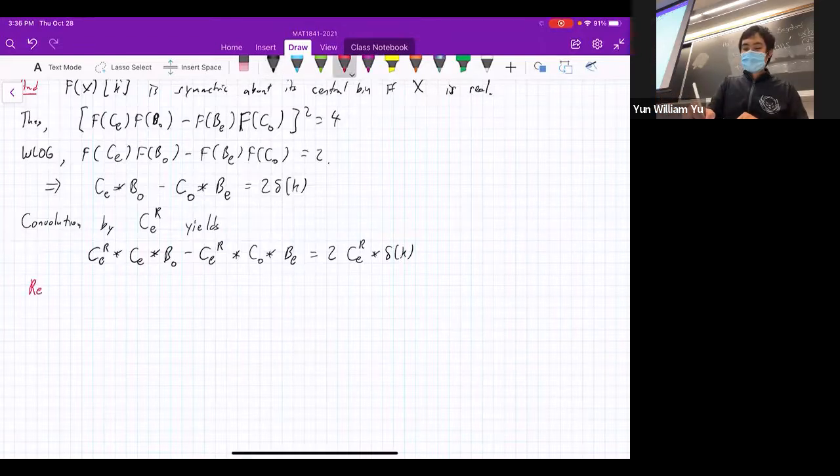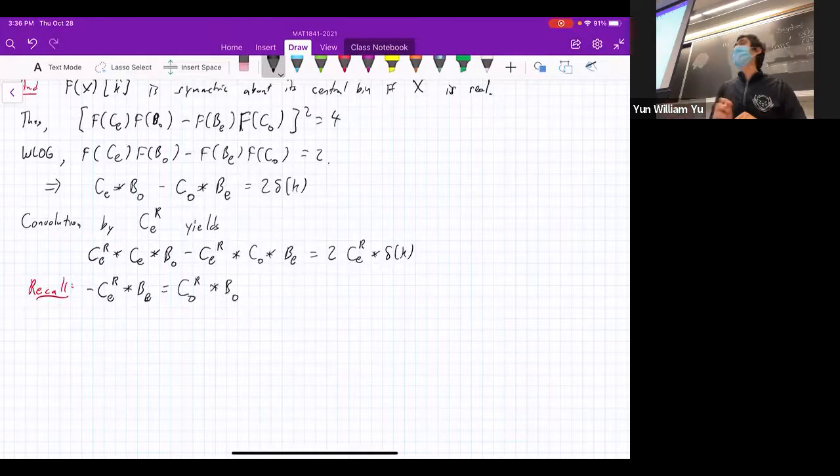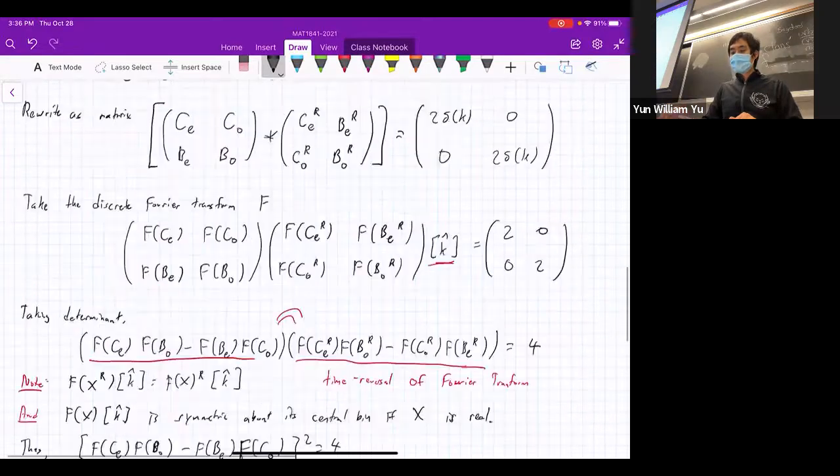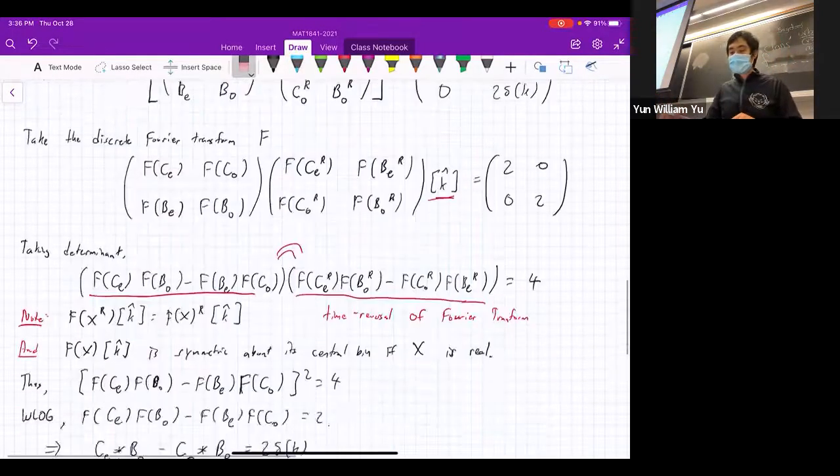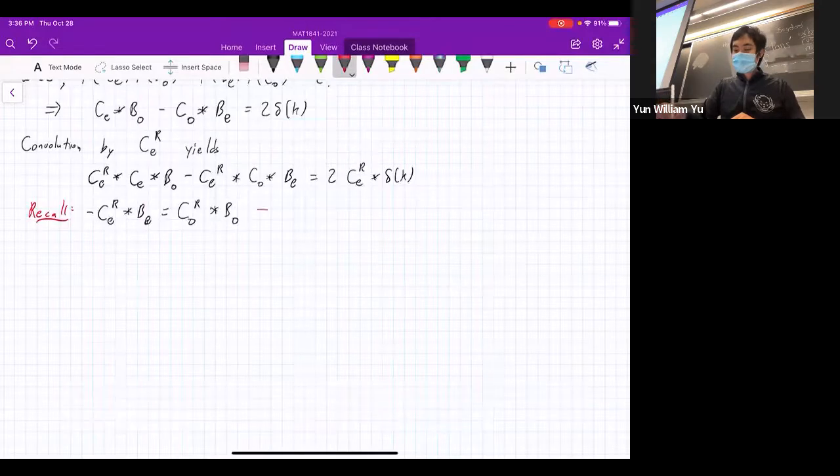So now recall that CE reversed convolution with BE minus CE reversed convolution with BE is equal to CO reversed convolution with BO. Why is this? Yeah, we had the result earlier, which was what we did just up here. We showed that they add up to 0, which means that one is equal to the negative of the other. And together, this means that we can combine these.